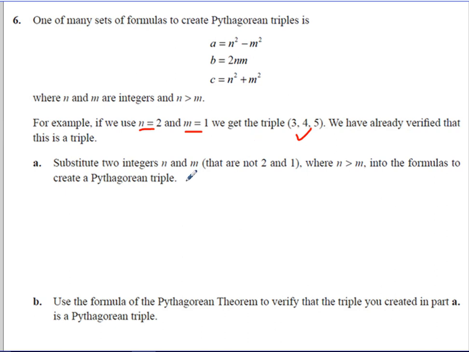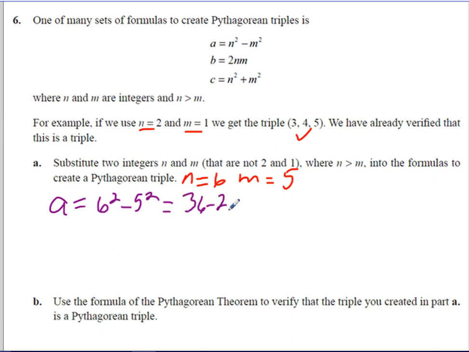And so let's use n equals 6 and m equals 5 and see if we can do this. So our a value, it says we're taking n squared minus m squared. So we have 6 squared minus 5 squared, which would give us 36 minus 25, which gives us 11.